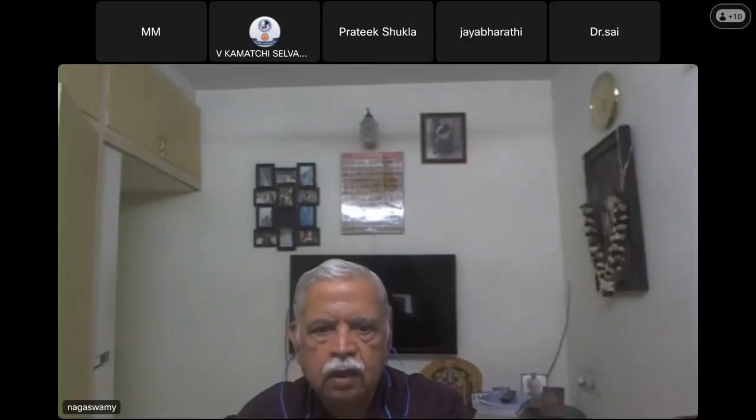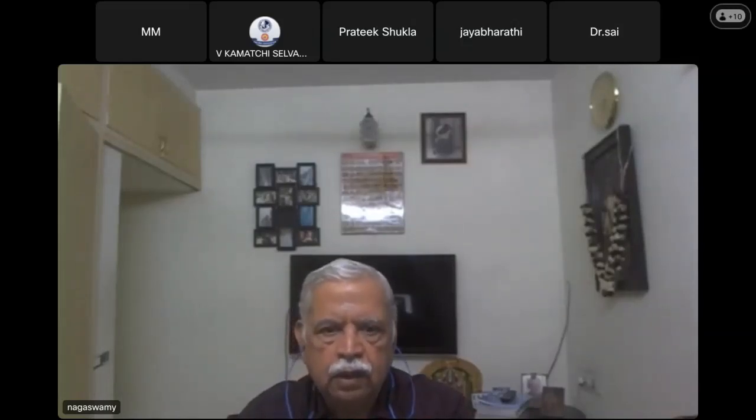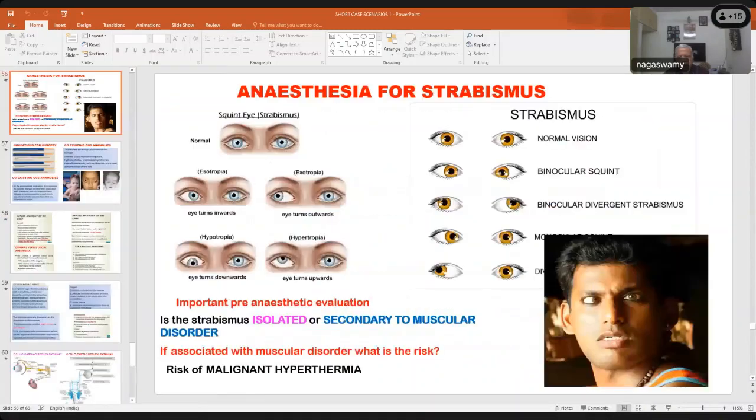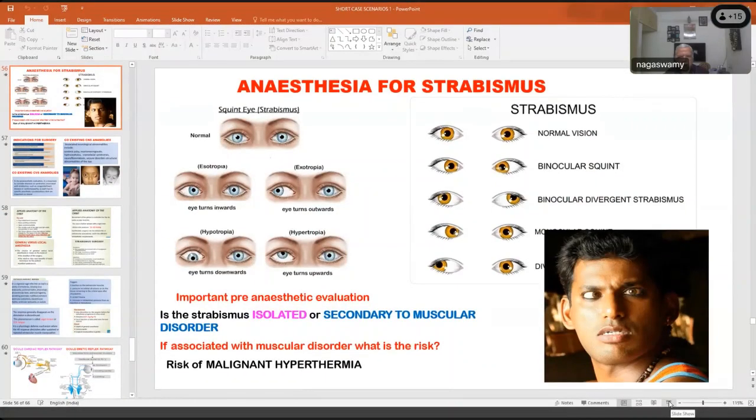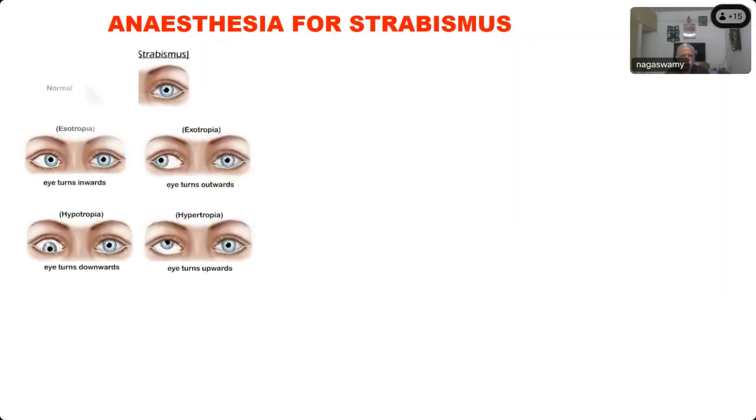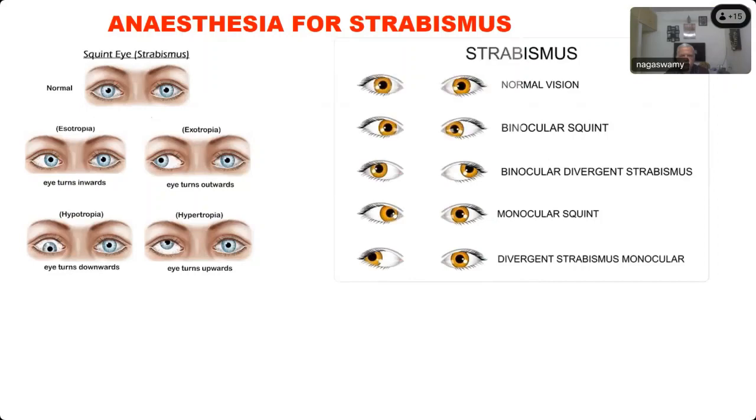And with regard to the third one, that's about strabismus. So just to show you, for the benefit of those who have not had a chance to anesthetize the child for strabismus, these are the various varieties of strabismus. And so you can see this is the normal vision child with a pupil in the center of both eyes.